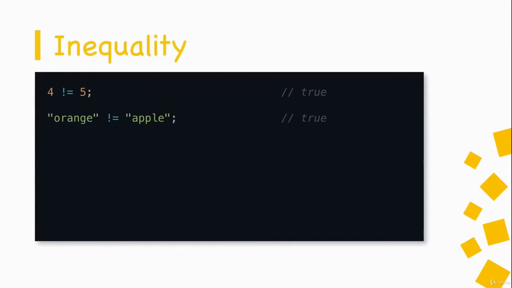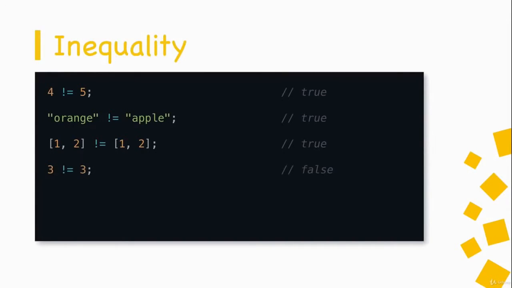And similarly, the string orange is not equal to the string apple. It's also true because they're different strings. And again, objects, even if they have the same values, are never the same. So here we have two identical arrays, but because they're different objects, the first array is not equal to the second array, and it returns true.